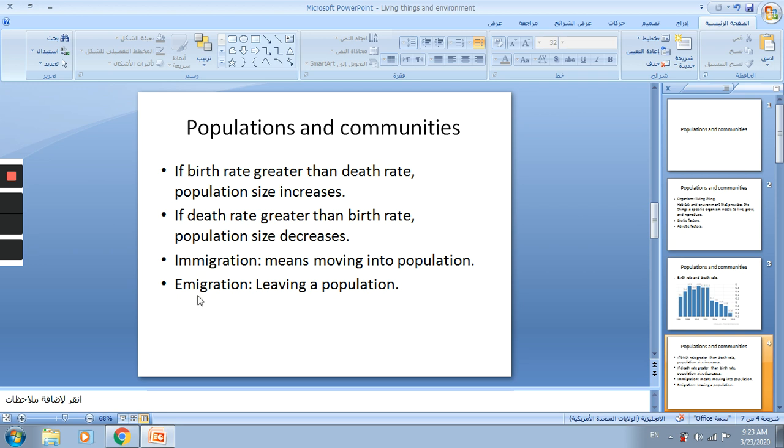Now, immigration with I means moving into a population, and that means increasing the number of the population. Emigration, with E, means leaving a population, which means the number of the population in an environment will decrease. So this is the difference between immigration and emigration.